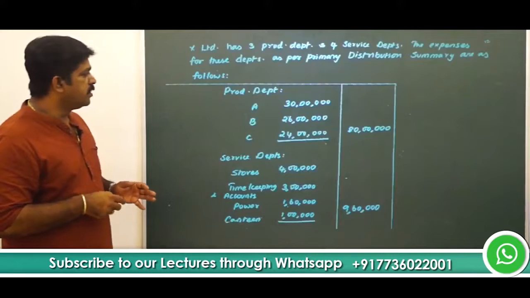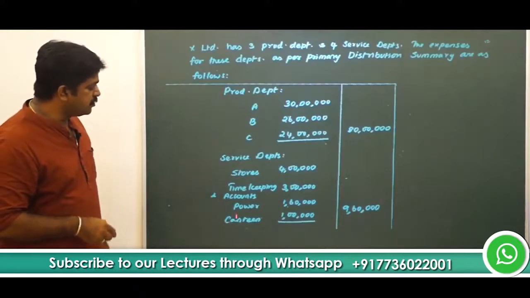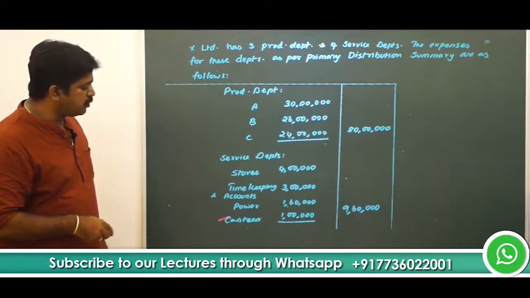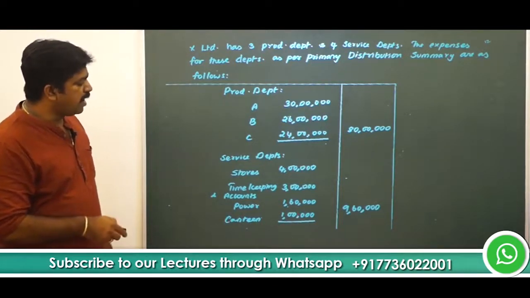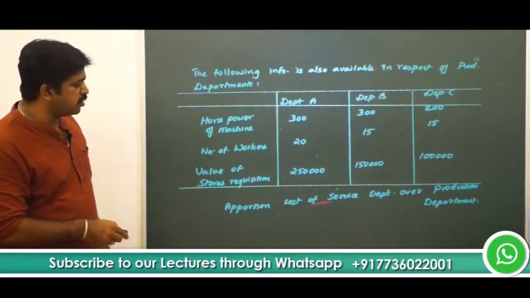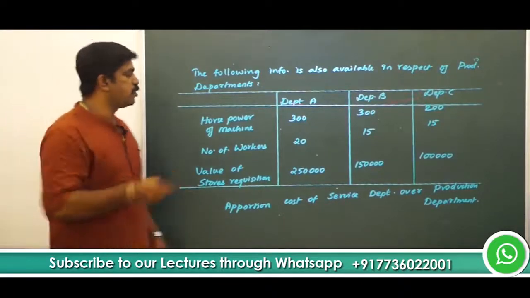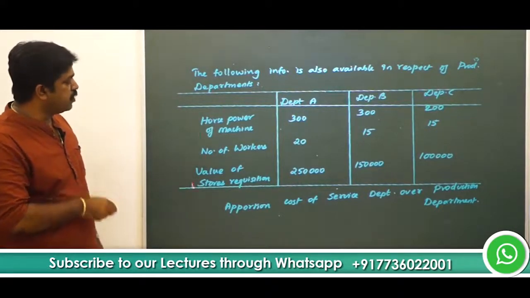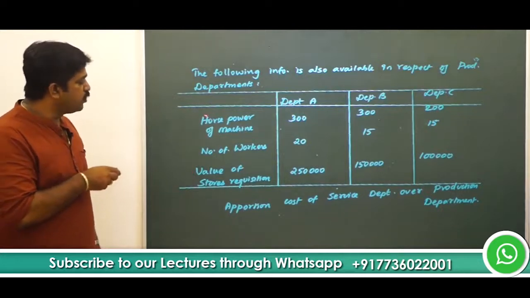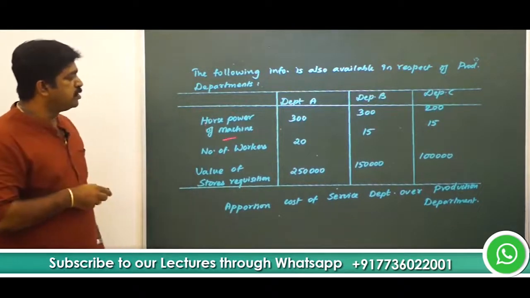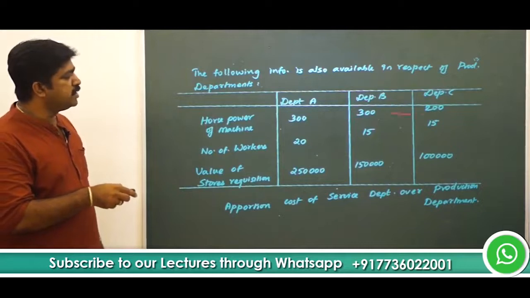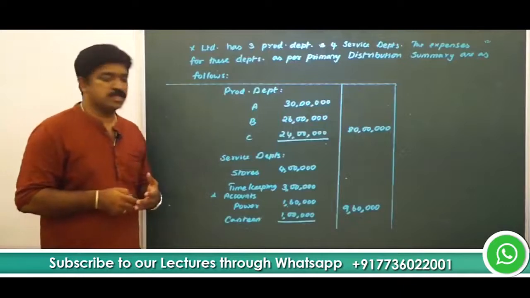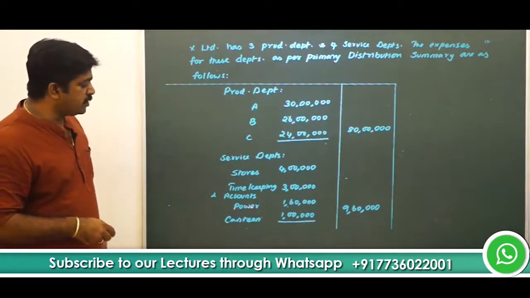So here, if you look at the cost of service departments, their cost is with regard to stores, timekeeping and accounts, power and canteen. Now we have to apportion this cost of service departments to these 3 production departments on what basis? On the basis of this information. Here you are given the horsepower of machine. Department A is 300, B 300, C is 200. So where can we relate this horsepower? Horsepower can be related with the power.